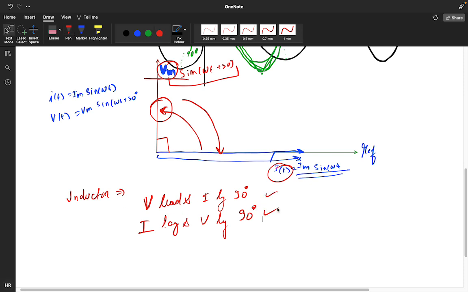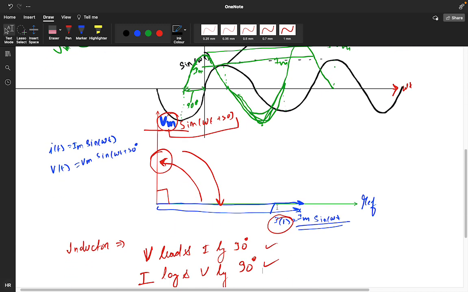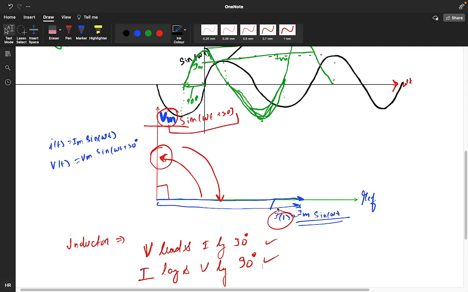This part is clear? Prasanna, is it clear? Vaishnavi, is it clear? Priyanka, is it clear? Or are you facing any doubt? If you are facing any doubt, you can ask. This leading lagging concept is very much important. Okay, guys, you understood this one?